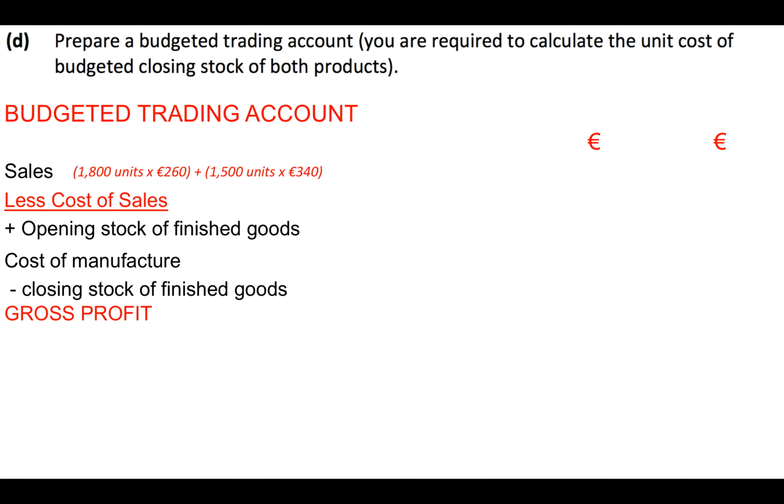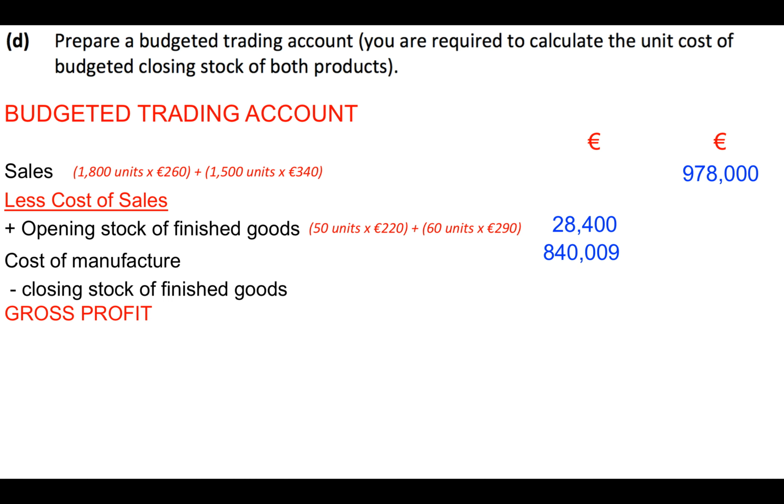So my sales from the question are 1,800 units by €260, and then 1,500 units by €340. Altogether, your sales €978,000 there. Less the cost of sales. So the opening stock of finished goods, 50 units by €220 plus 60 units by €290 is equal to €28,400. The cost of manufacture is coming from part C, that is €840,009.